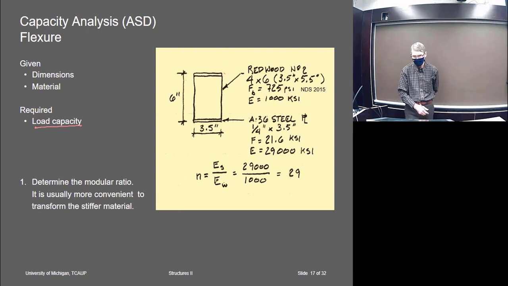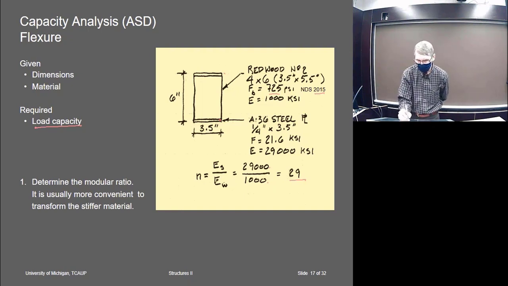So given this member, if we really want to use this like that in flexure, and I noticed this is the stress from the 2015 code, the changed redwood in the 2018 code, but that was the 2015 version. Okay, and we want to know how much load this can carry. All right, so we've only got one material to worry about, the steel. 29,000 over 1,000 gives us a modular ratio of 29.